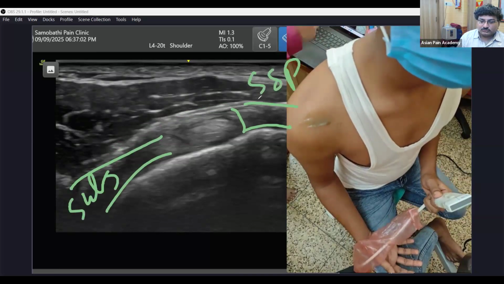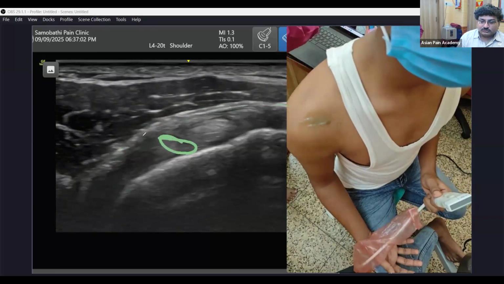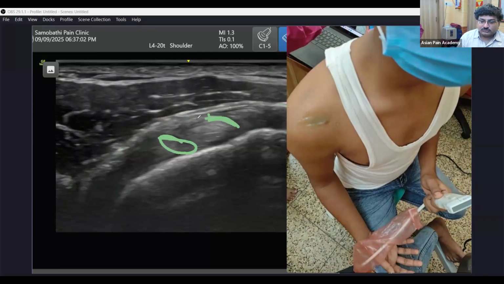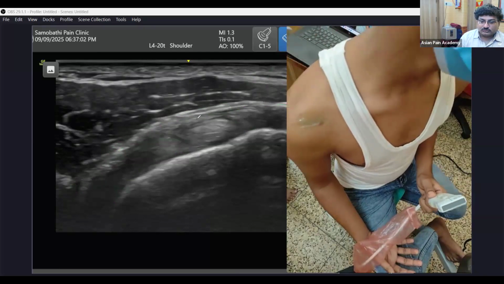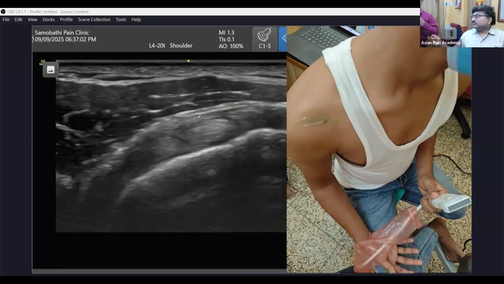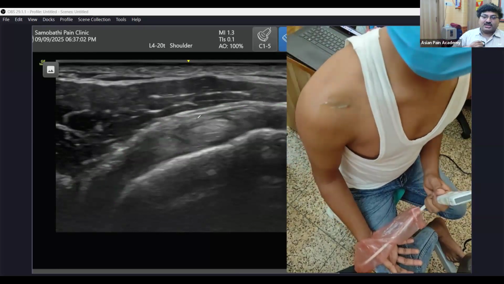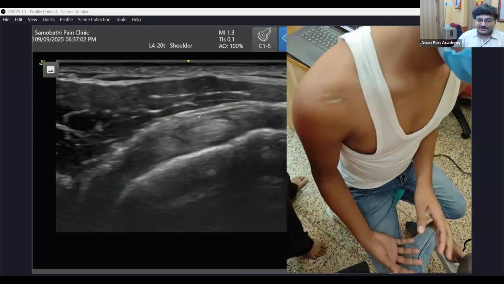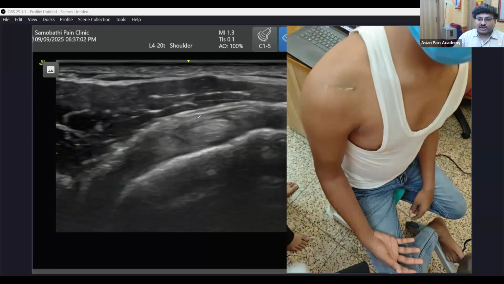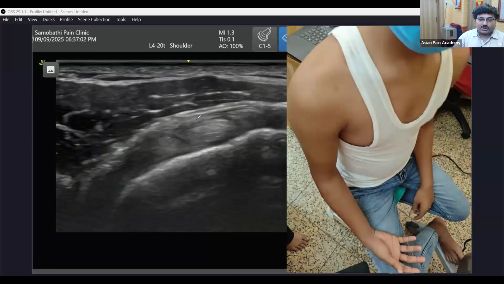For injection purposes, there are two areas. One is here and one is just by the side of the tendon. In both areas, the injection will go inside the joint. Okay, so you have seen the normal coracohumeral ligament. It's time to see an abnormal coracohumeral ligament. So let's see the abnormal coracohumeral ligament.